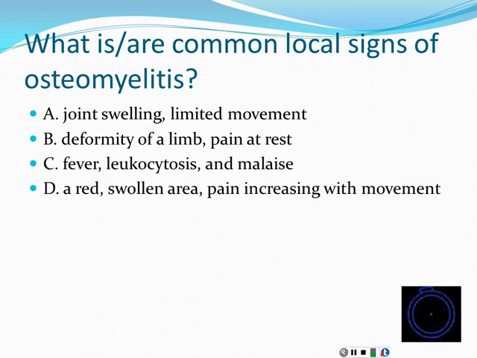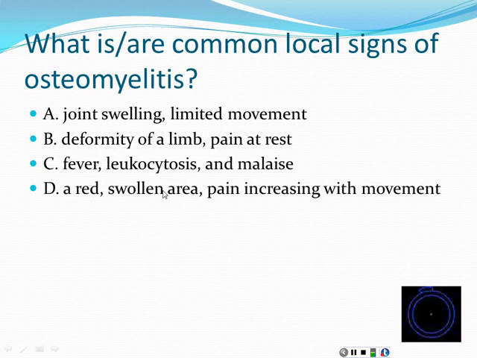All right, I got answers all over the map here. So a key word in this question is local signs. So C, fever, leukocytosis, and malaise. While those are certainly common in osteomyelitis, those are systemic signs, not local signs. So local signs mean the area in question. Usually osteomyelitis doesn't cause deformity. Deformity is something JRA might cause over time. Pain at rest is another one that's associated with rheumatoid arthritis, not with osteomyelitis.